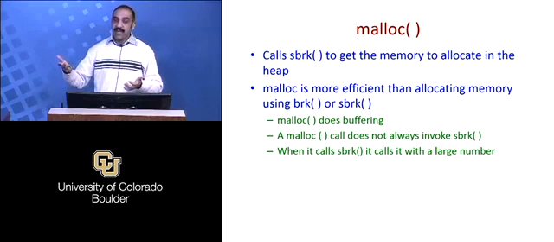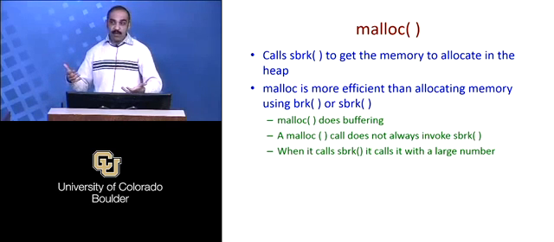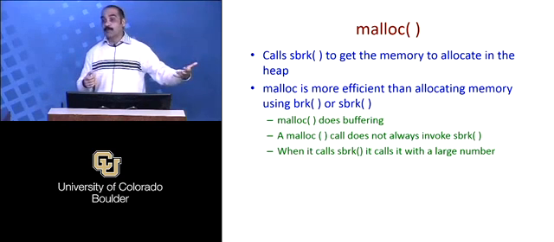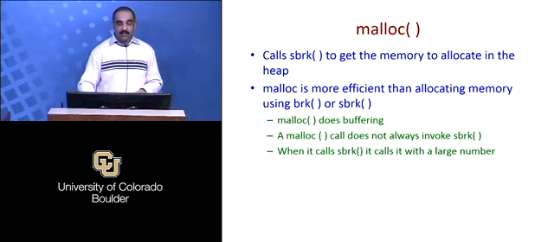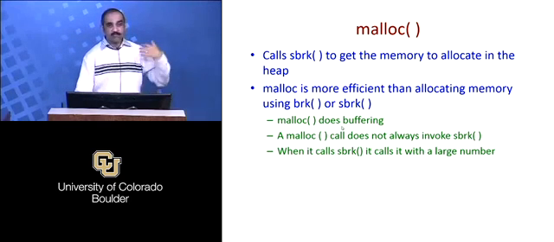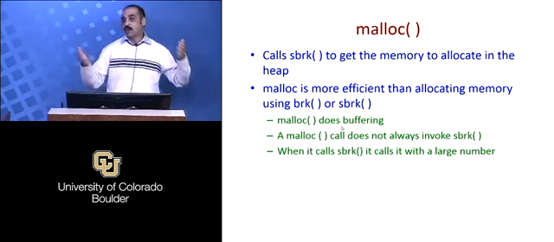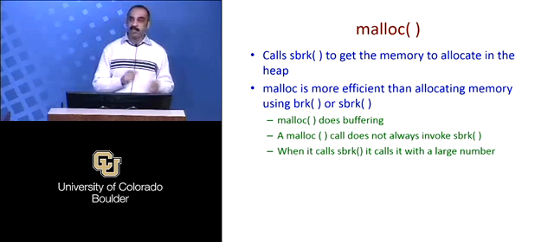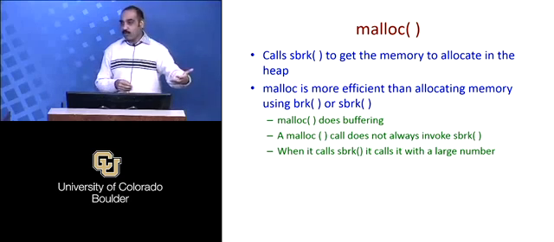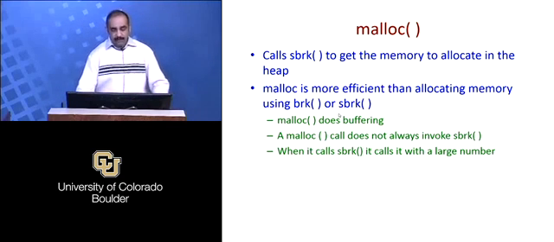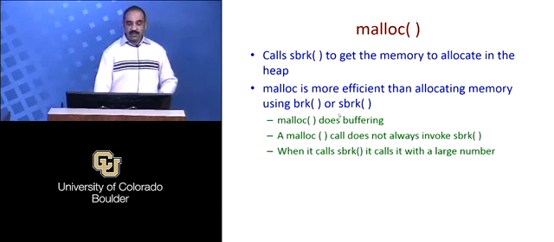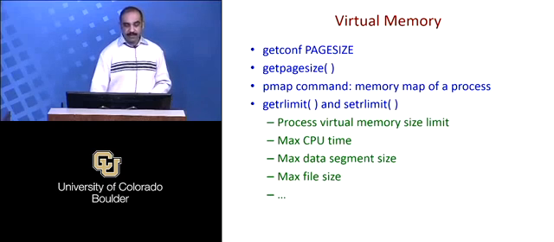The idea is that next time when you need more memory through malloc, it will use the memory it already has, so it doesn't have to call sbrk again, because system calls are expensive. So malloc actually does buffering. You needed 1 kilobyte, it got 4 kilobytes, and the 3 kilobytes it keeps in its buffer. Next time you need more memory, it will allocate from its buffer instead of calling sbrk. So malloc is much more efficient, and you should always use malloc instead of sbrk.